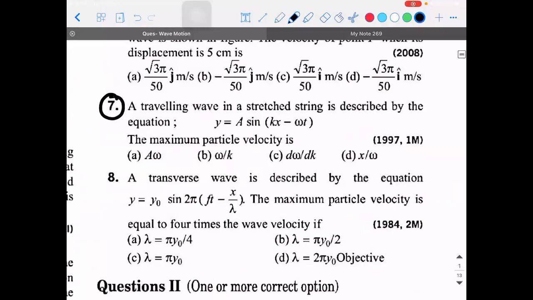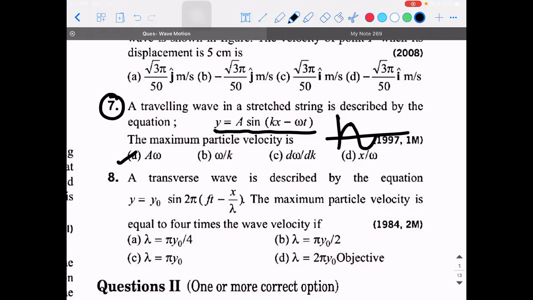Okay, next. A traveling wave in a stretched string is described by the equation y is equal to a sin(kx minus omega t). The maximum particle velocity is, it's very simple. So what is the maximum particle velocity? So the graph is like this. A omega, sir. A omega, that's it. So what you need to do is set dou y by dou t is equal to 0 and then solve it, you will get the answer. That's it.